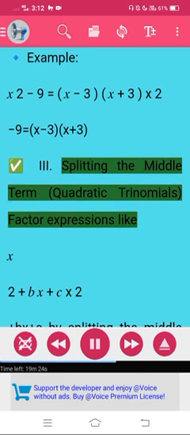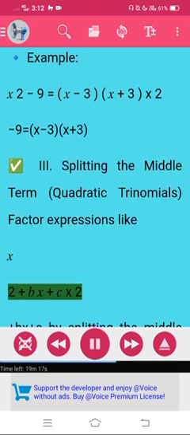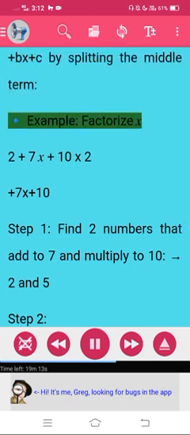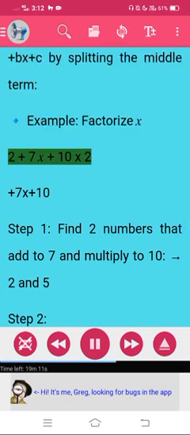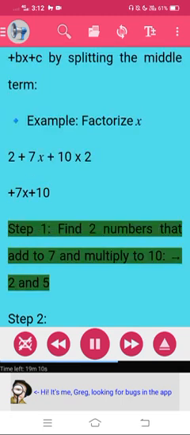Quadratic trinomials. Factor expressions like x² + bx + c by splitting the middle term. Example: factorize x² + 7x + 10. Step 1: find two numbers that add to 7 and multiply to 10. They are 2 and 5.